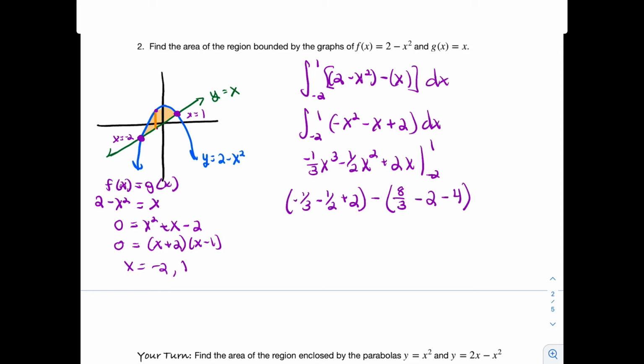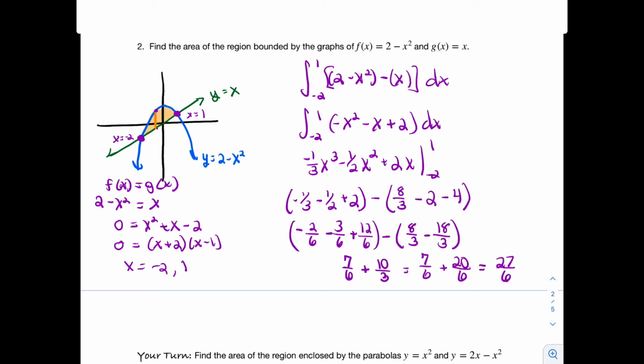Now let's simplify each of these parentheses groupings down. And my result is 9/2. So the area between these two curves is 9/2. Okay, please try this next one.